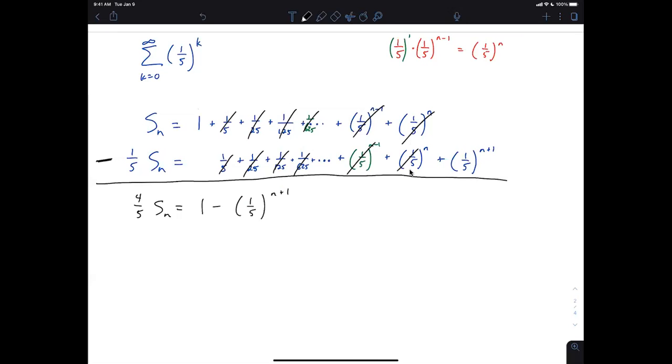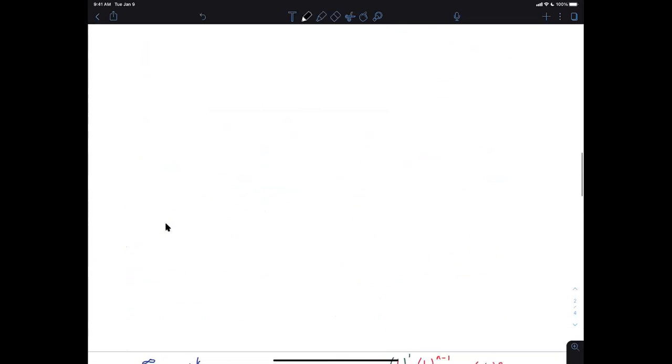Okay, the whole idea is to find a formula for Sn. Well, Sn then is equal to 5/4 times 1 minus 1/5 to the n plus 1. Does that make sense to everybody? Questions so far? Okay, now we're going to come back to this example, and I want to talk exactly about what that means.